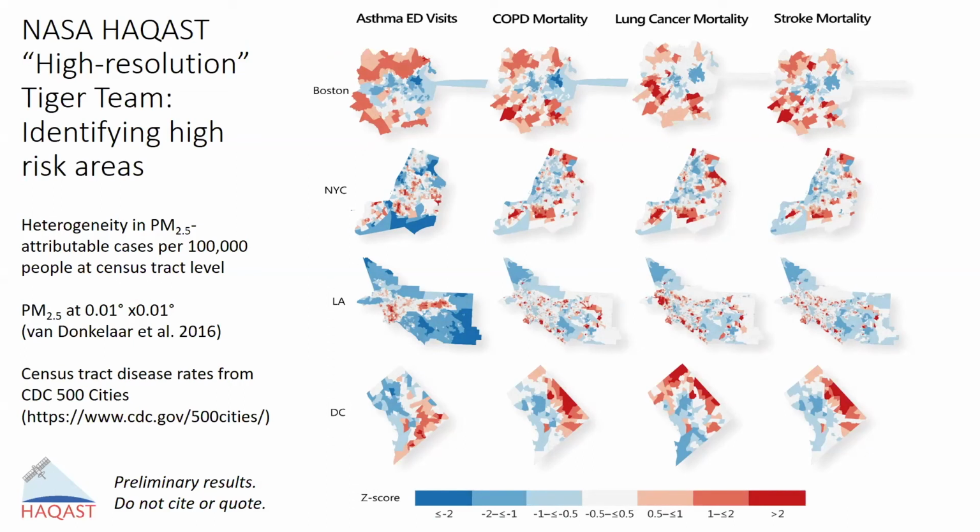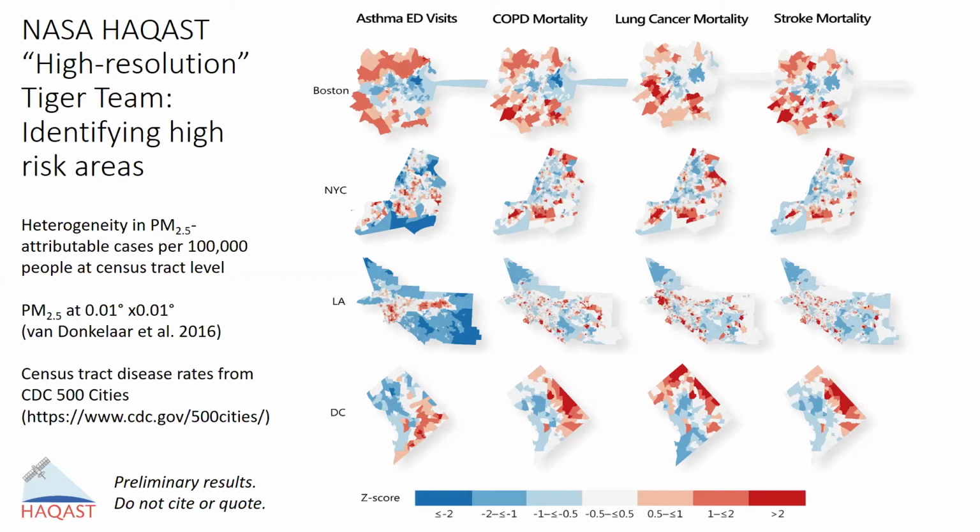And we took that the next step to say, with this differential exposure by neighborhood within city, we also know that there are pretty dramatic health disparities within cities. So can we take information both about the spatial distribution of pollution levels and the spatial distribution of baseline disease rates and bring them together and try to understand which neighborhoods might be experiencing hotspots of very high air pollution related health risks? And we did this for 4 cities, Boston, New York City, Los Angeles, and Washington, DC, for 4 health outcomes: asthma emergency department visits, chronic obstructive pulmonary disease, lung cancer, and stroke.